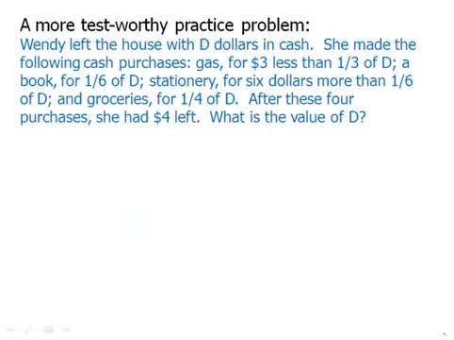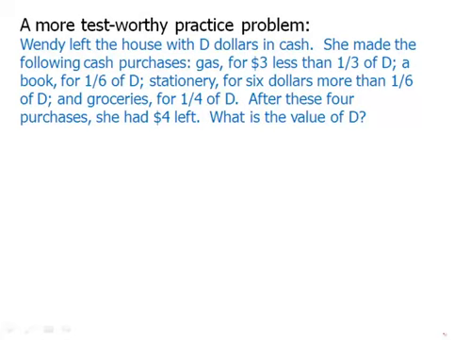Now, here's a word problem that is actually worthy of something you might see on the test. Pause the video and then we'll talk about this. Okay, Wendy left the house with D dollars in cash. She made the following purchases: gas for $3 less than 1/3 of D, a book for 1/6 of D, stationery for $6 more than 1/6 of D, groceries for 1/4 of D. After these 4 purchases, she had $4 left. What is the value of D?